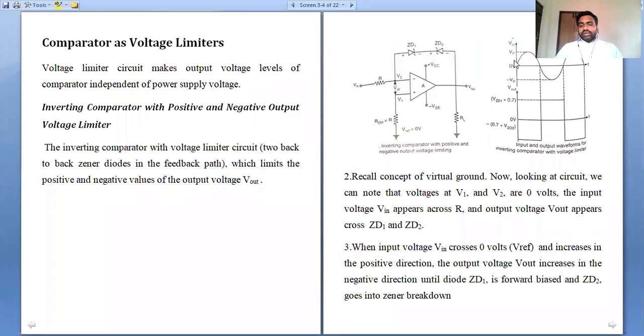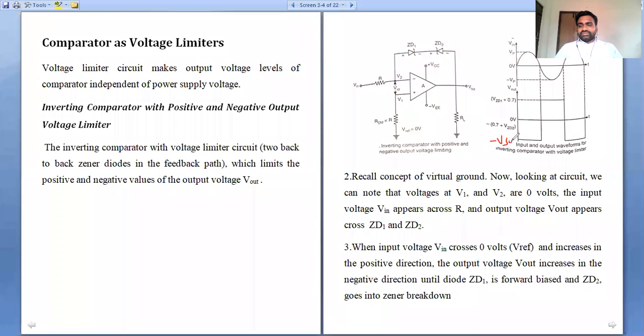Okay, and as the input is increasing in a positive direction, the output voltage will increase in a negative direction until Zener diode 1 (ZD1) is forward biased and Zener diode 2 is kept in Zener breakdown condition. That means whenever the input voltage crosses the 0 reference voltage and increases towards a positive peak, the behavior of the output voltage is represented with respect to minus V saturation. This point is called minus V sat.